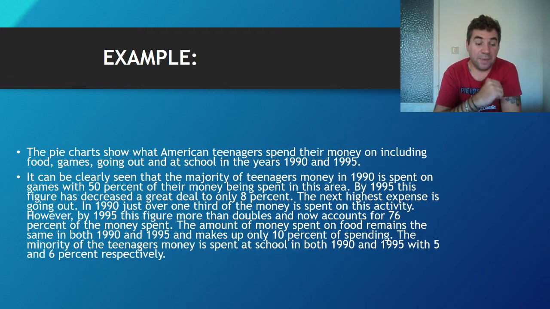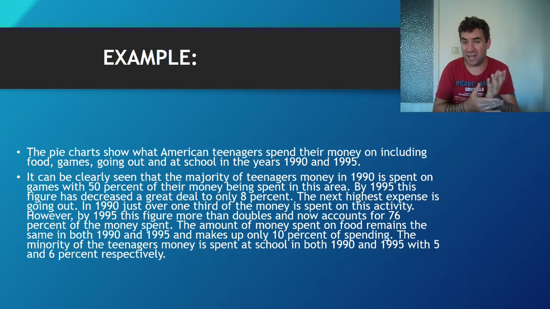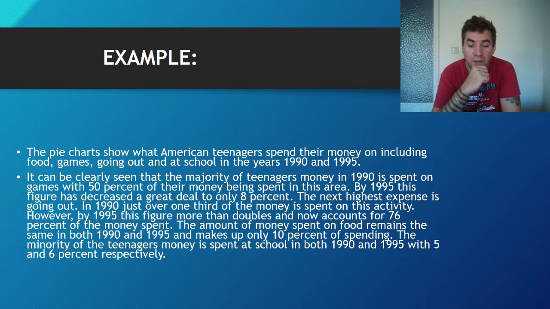So it can be clearly seen that the majority of teenagers' money in 1990 is spent on games, with 50% of their money being spent in this area. By 1995, this figure has decreased a great deal to only 8%. So that's the main thing I can see, and I've started comparing straight away. The next highest expense is going out. In 1990, just over 1/3 of the money is spent on this activity. However, by 1995, this figure more than doubles and now accounts for 76% of the money spent.